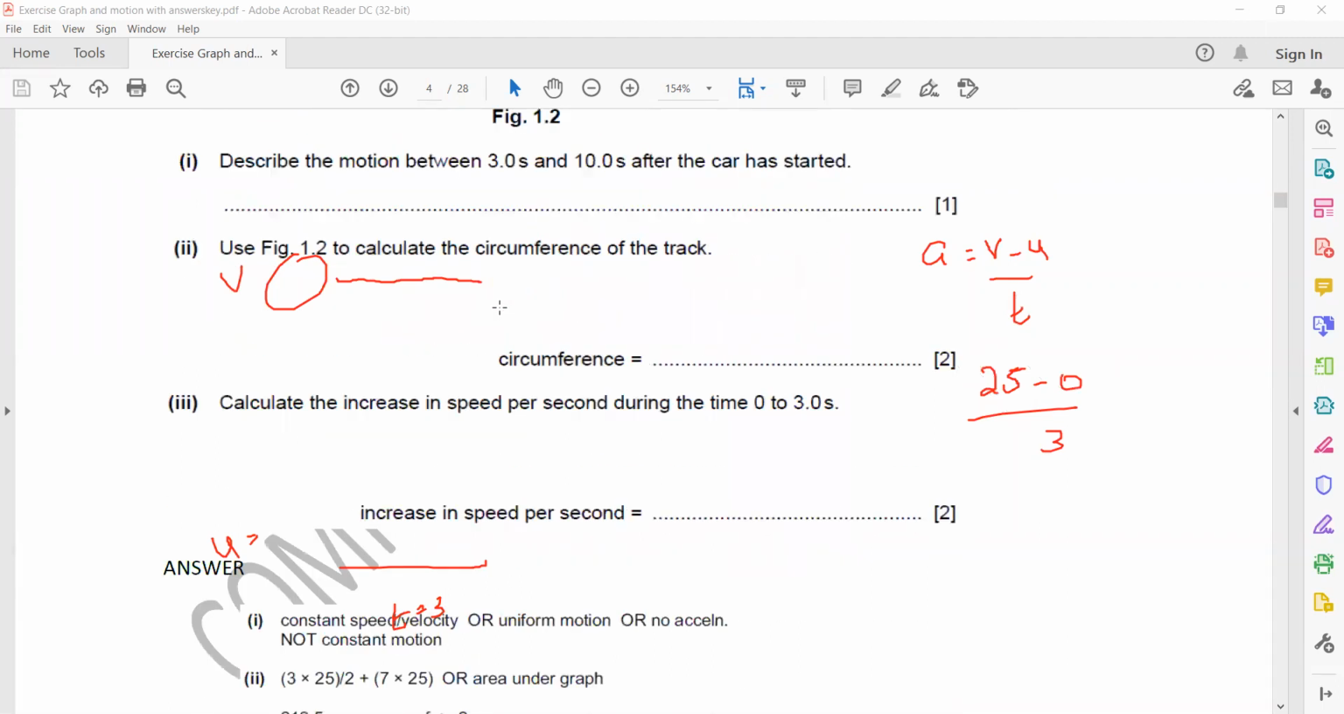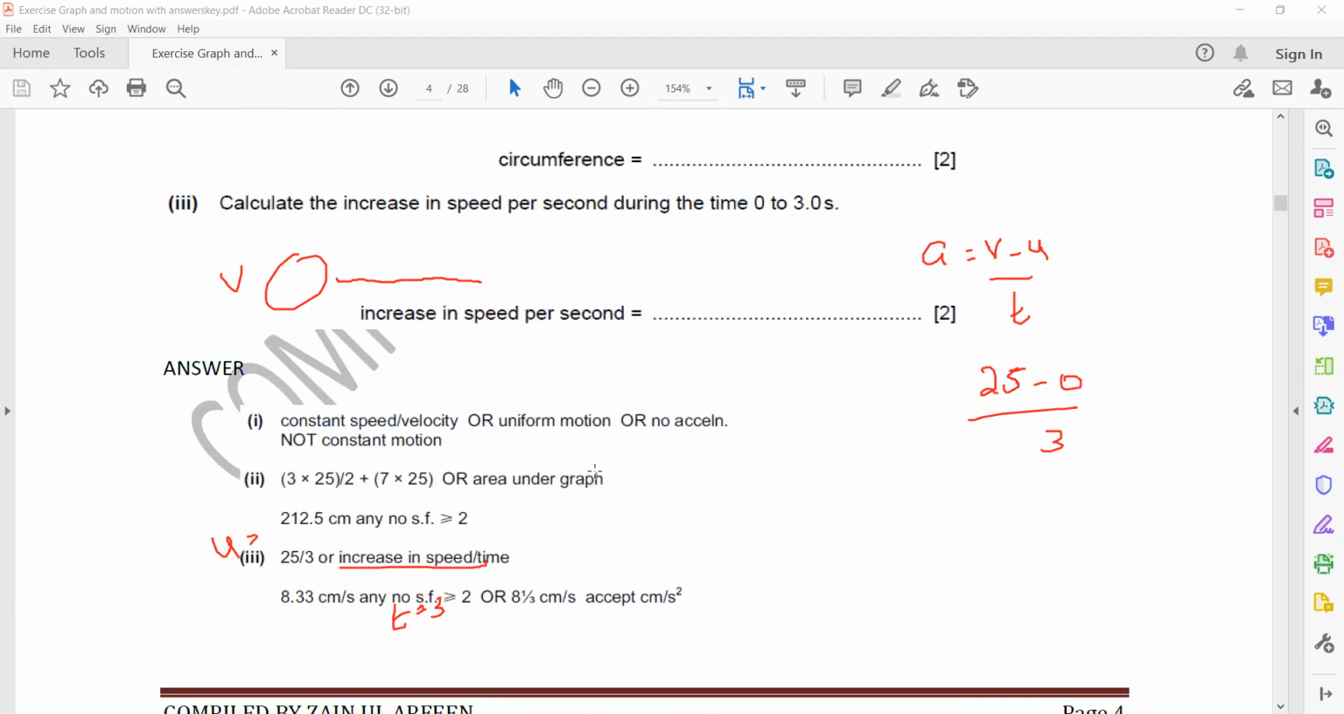So 25 minus 0 divided by 3, you will get 8.33 centimeter per second square, because the speed is given in centimeter per second, so the acceleration will be in centimeter per second square. If speed was in meter per second, then acceleration will be meter per second square. Is it clear? This was question 3.